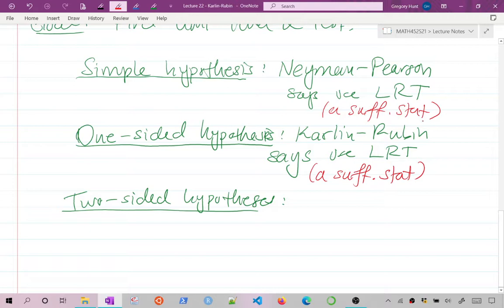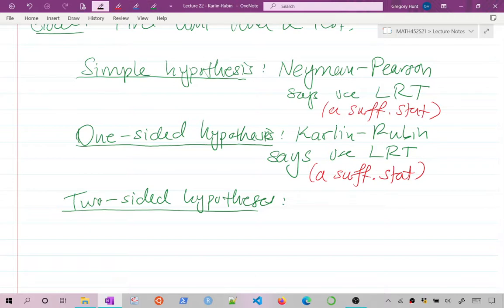For one-sided hypotheses, we're going to have what's called the Karlin-Rubin theorem. And the Karlin-Rubin theorem says use the LRT, or again, base the test on a sufficient statistic. These are kind of equivalent things because the test statistic for the LRT is a function of a sufficient statistic. And so that's the topic for today.